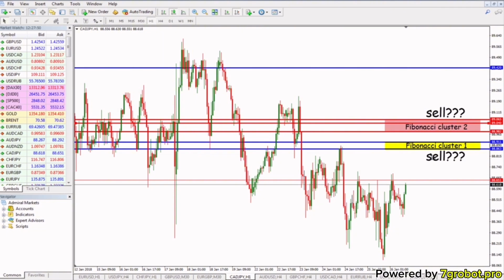The analysis of this currency pair is not finished. We have two potential trade setups. We need to choose which one is better. And with the help of other very simple skills from technical analysis, I will show you why this first zone of the Fibonacci cluster is better for trading than the second.